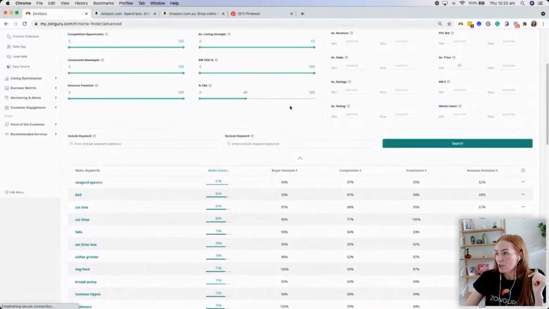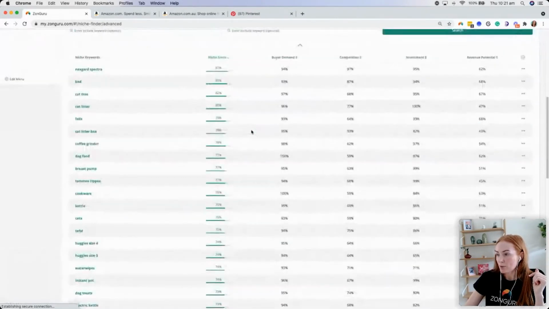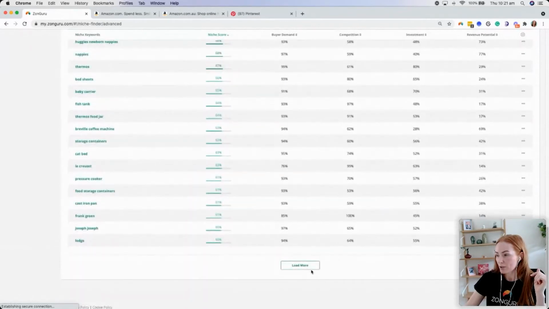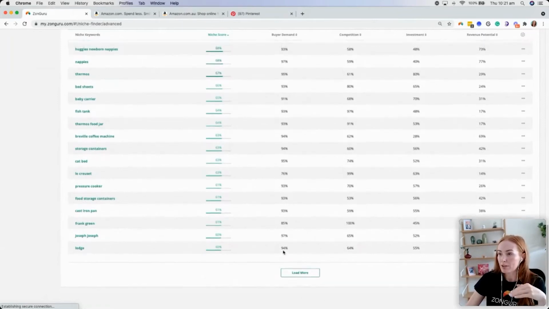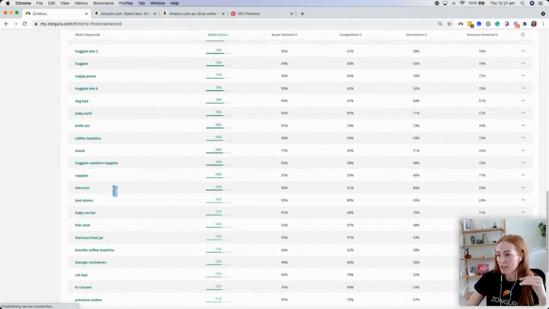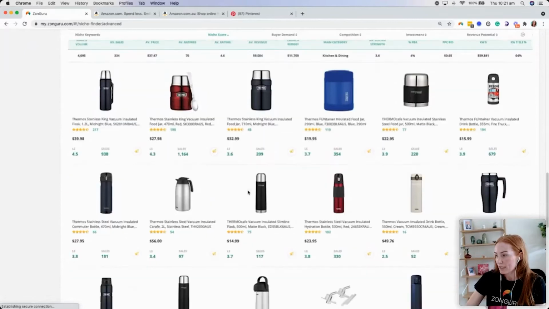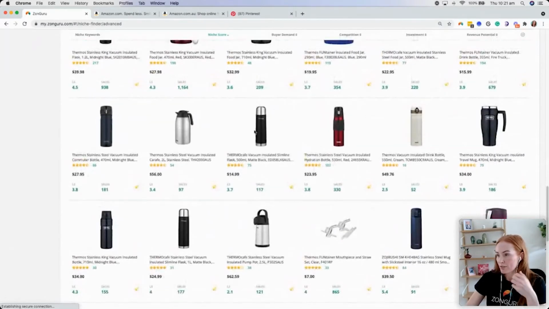The results are only limited by what filters you put in here. So what you'll find, and I think there's 50 that show at a time, and then you'll see this load more button if there are more there, and it will just keep going and going. But if I have a look at some of these, thermos, I like the sound of that because it's sturdy. It's not going to break. It's fairly lightweight.